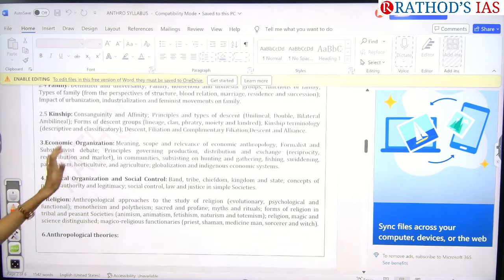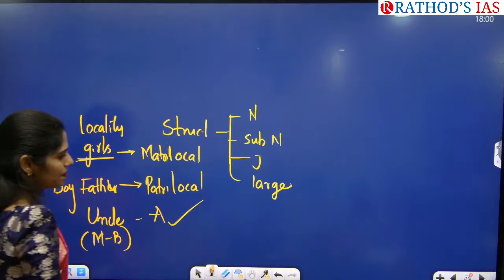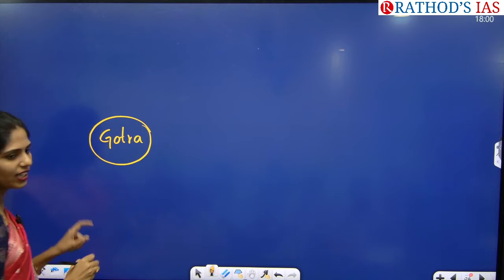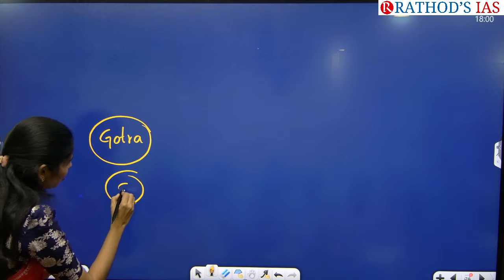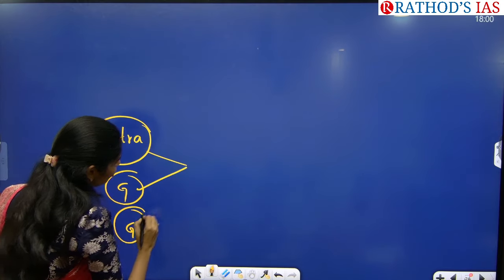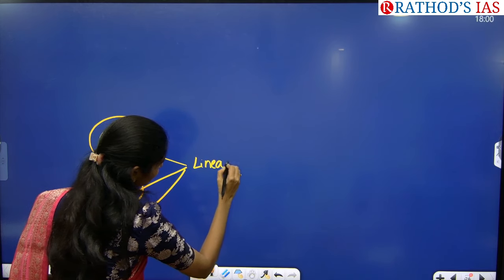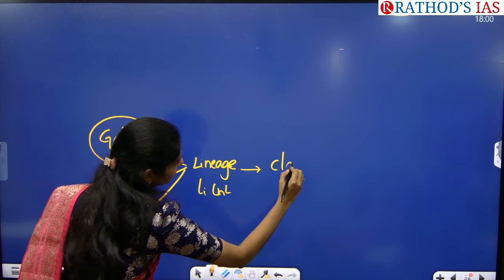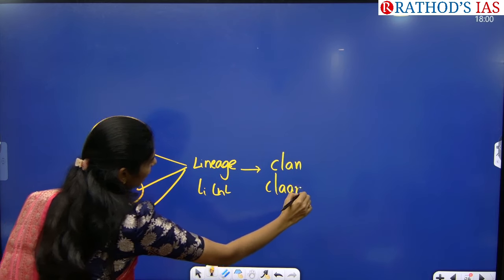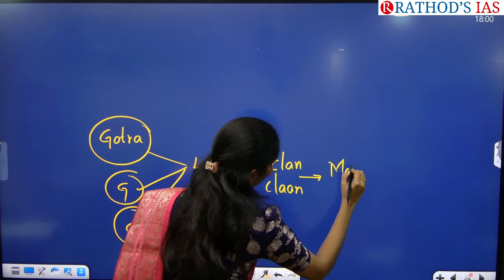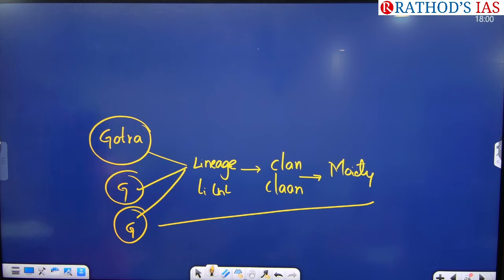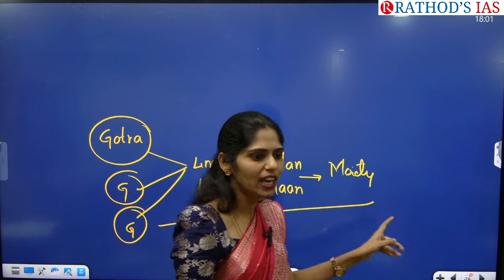And next we have different forms of descent groups. Okay. So we have Gotra. Gotra is nothing but having a common ancestor. A group of Gotras together form a lineage. A group of lineages form a clan. And a group of clans form a moiety. So like that you will see how your relatives are. And we will be discussing clearly what is this Gotra, lineage, clan, moiety, and different types in that.